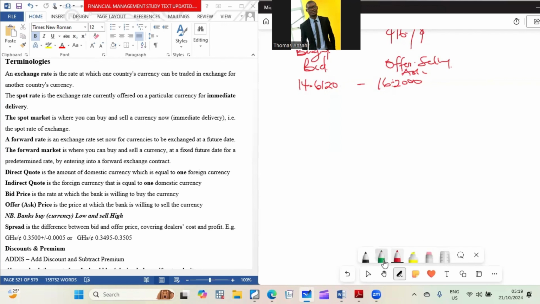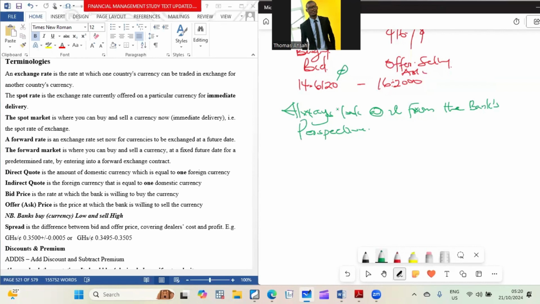It means that when you go to the bank, and this is cedis, if you want to buy $1, you are buying $1, which means the bank is selling to you. So you need to get the distinction right. Please always look at it from the perspective of the bank. Always look at it from the bank's perspective. This statement that I've made is very, very important. Very, very important. Always look at it from the bank's perspective.